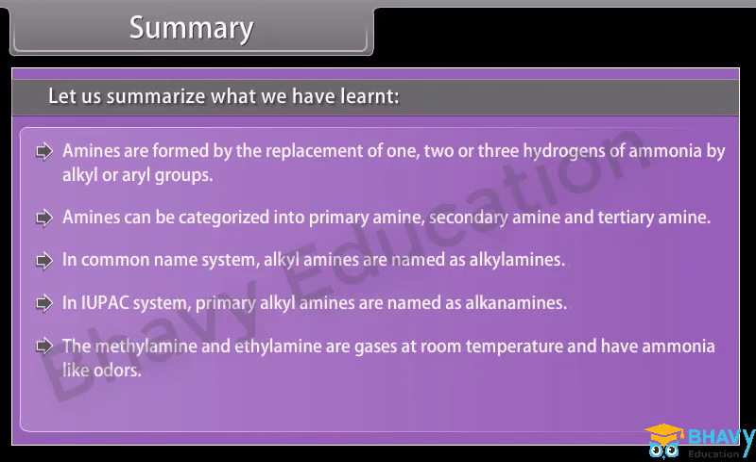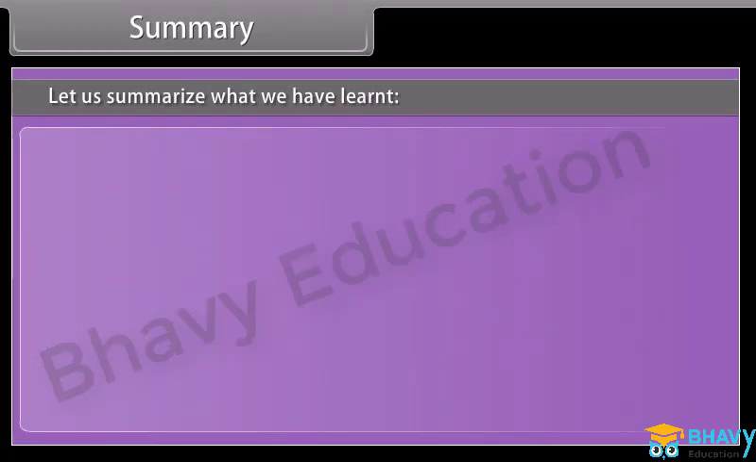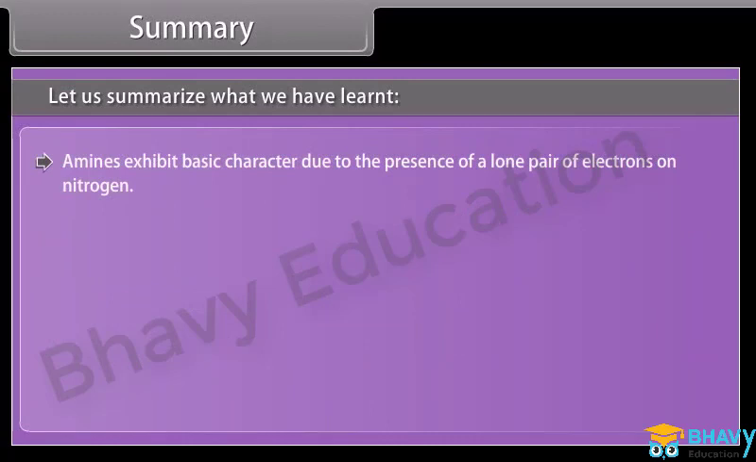Methylamine and ethylamine are gases at room temperature and have ammonia-like odors. Low molecular weight amines can form hydrogen bonds with water molecules. Amines exhibit basic character due to the presence of a lone pair of electrons on nitrogen.